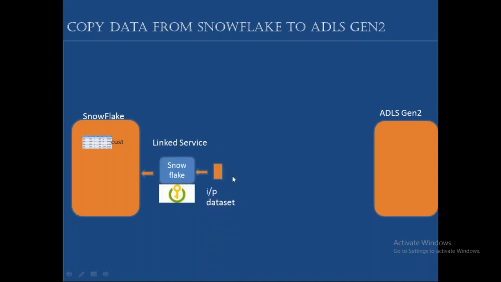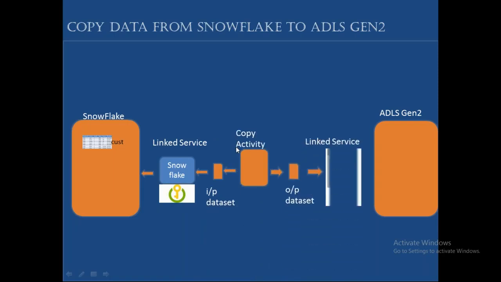Okay. Next, input data set. Then you have copy activity, output data set you can create, and you can say linked service for Azure Data Lake Storage Gen2. The linked service for Azure Data Lake Storage Gen2 can be an account key or whatever. The reason is you are not loading data from Snowflake to the ADLS Gen2 directly. When you execute, it will not come directly into the ADLS Gen2. It will be loaded into the staging layer. From the staging layer, data will be loaded into ADLS Gen2.